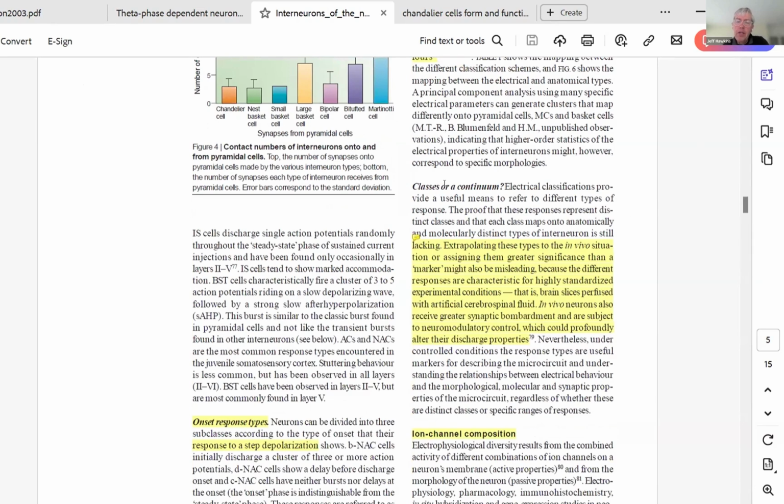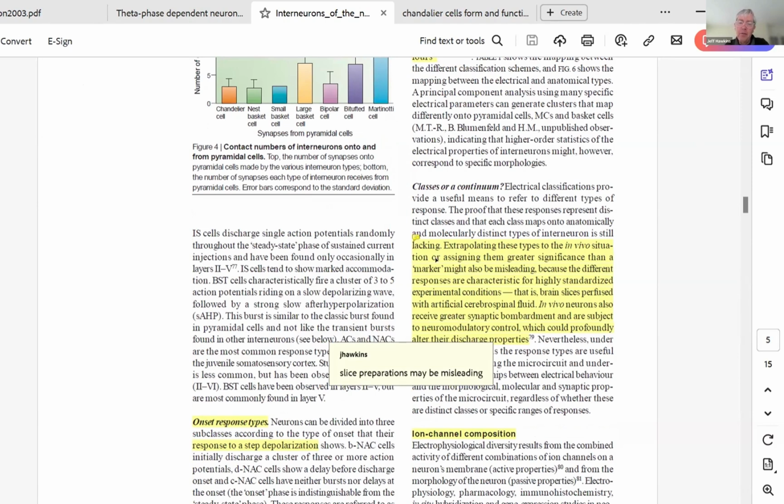Then they say, okay, we're looking at these response types, like a pulse. Well, how does it respond to a pulse, and how does it respond to current injection? And then they say, well, it's a useful means, but maybe they're not really real. So they say extrapolating these, slice preparation may be misleading. That's my summary of this.